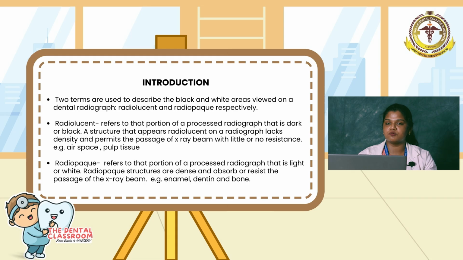Radiolucency refers to that portion of a processed radiograph that appears dark or black. A structure that appears radiolucent on a radiograph lacks density and permits the passage of X-rays with little or no resistance, for example, airspace and pulp tissue. Radioopacity refers to that portion of a processed radiograph that is light or white. Radioopaque structures are dense and they absorb or resist the passage of the X-ray beam, for example, enamel, dentin and bone.